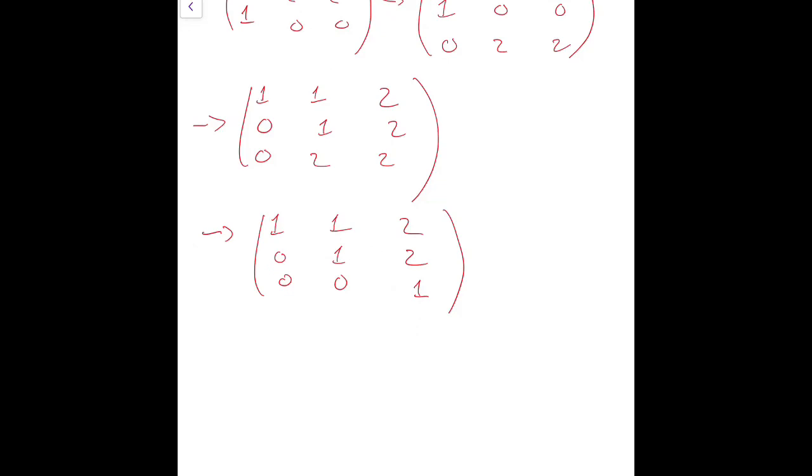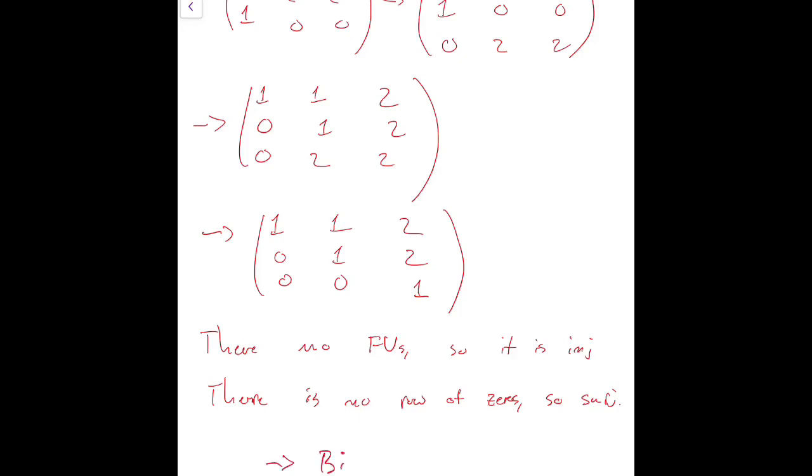Okay, so this is in row echelon form. There are no free variables, so it is injective. There's no row of zeros, so it is surjective. So, since it's both injective and surjective, this means it is bijective.